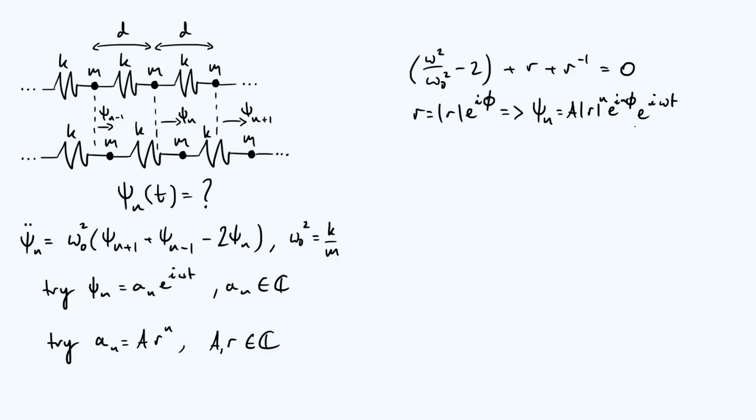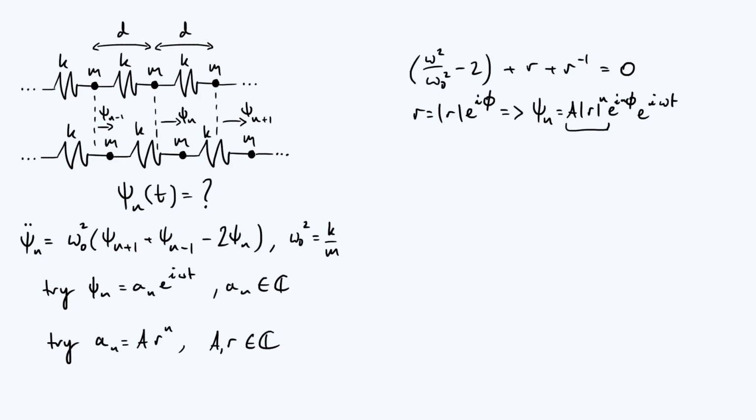So physically, what does this mean? Well, the e to the i omega t is just telling us that each mass is oscillating with an angular frequency of omega. The e to the i n phi is telling us that the phase of each mass's oscillation is n phi. Remember, n is just the index of the mass along the chain. So an equivalent way of viewing that is that each mass differs in phase from the mass before it by an amount phi. We don't know anything about phi yet, right? But that part of the solution is just a phase offset in the oscillation, and this whole prefactor, A mod r to the n, is the amplitude of the oscillations.